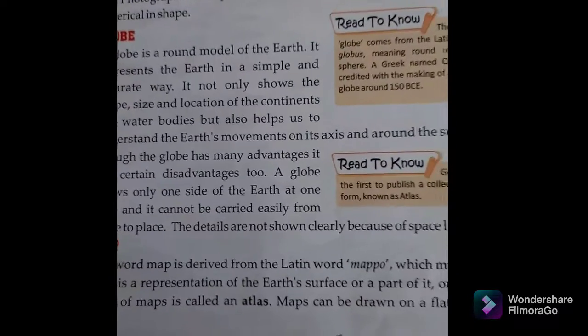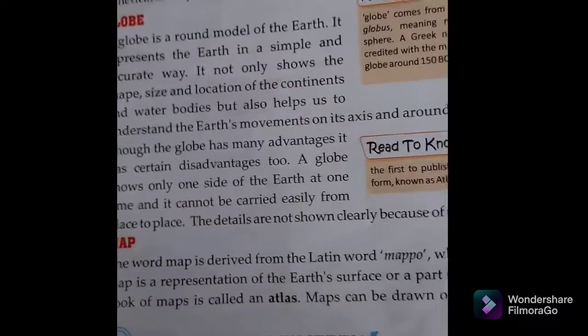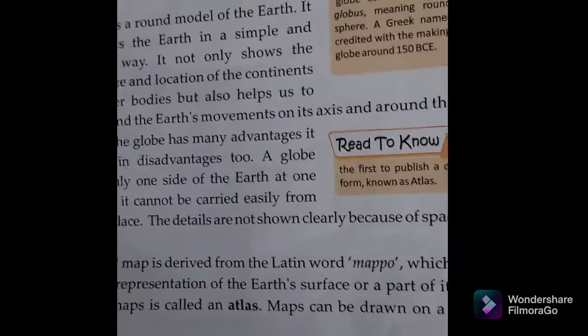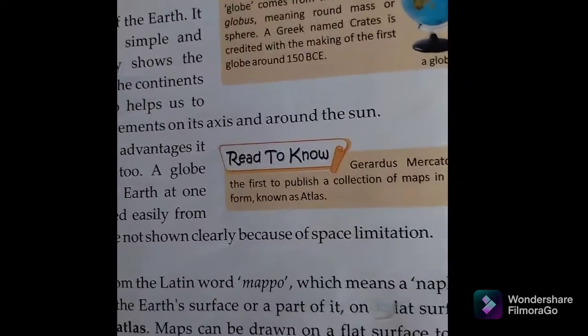For example, if you are going to France, you cannot carry the globe. It will occupy a large amount of space. The details in the globe are not shown clearly because of space limitation.